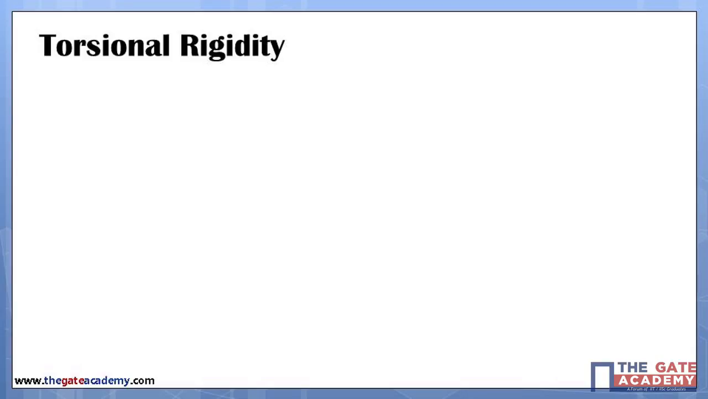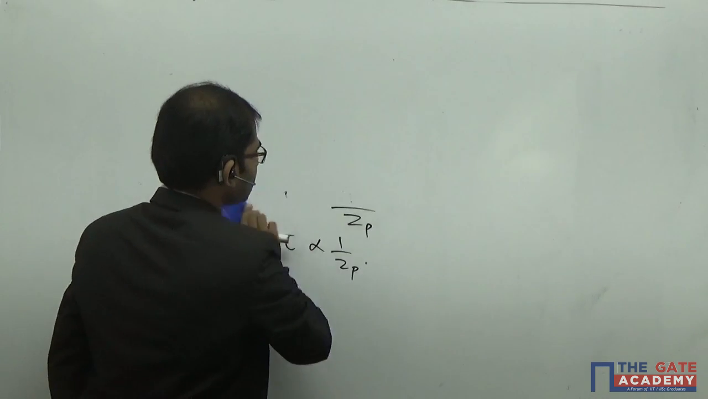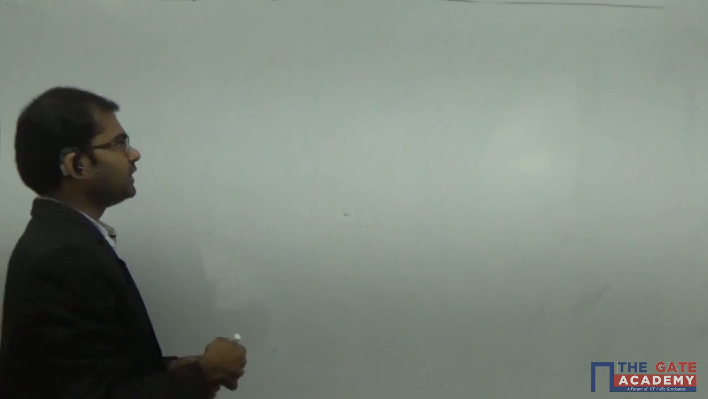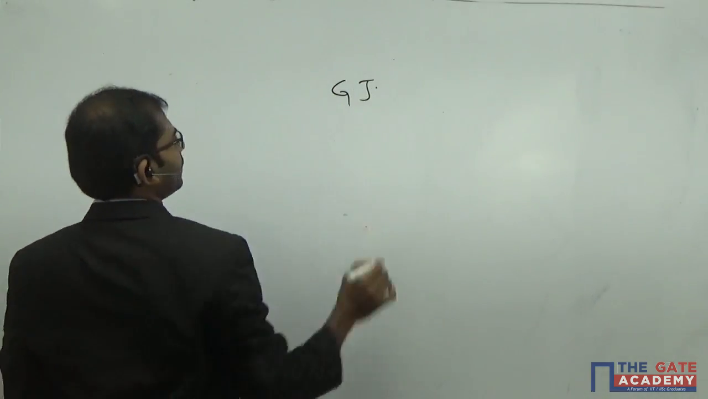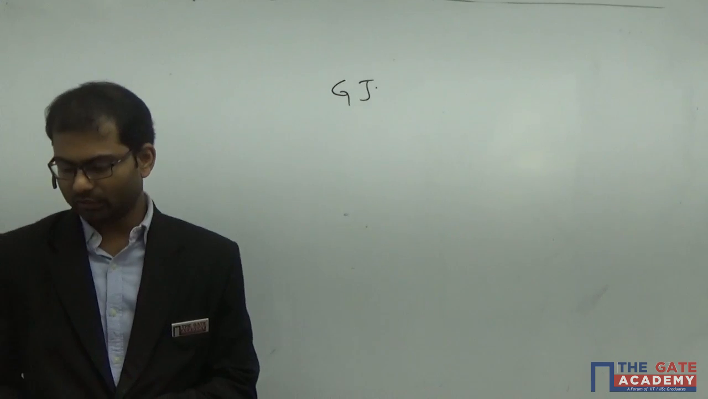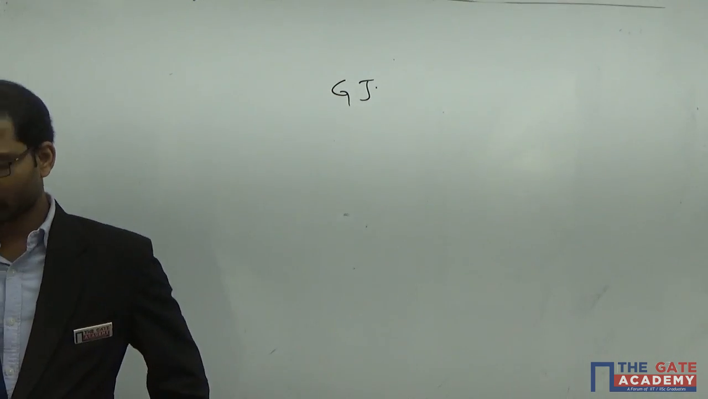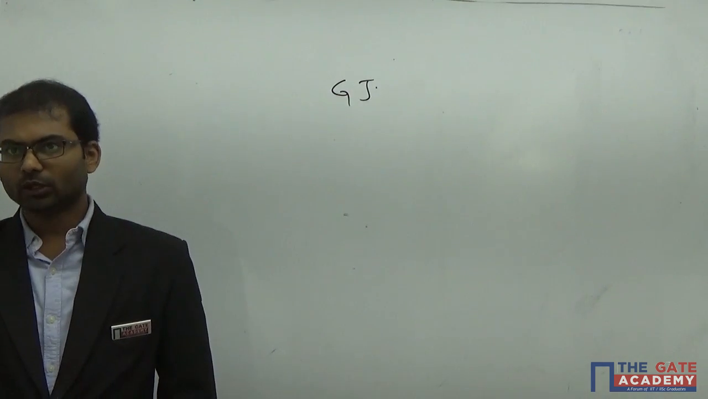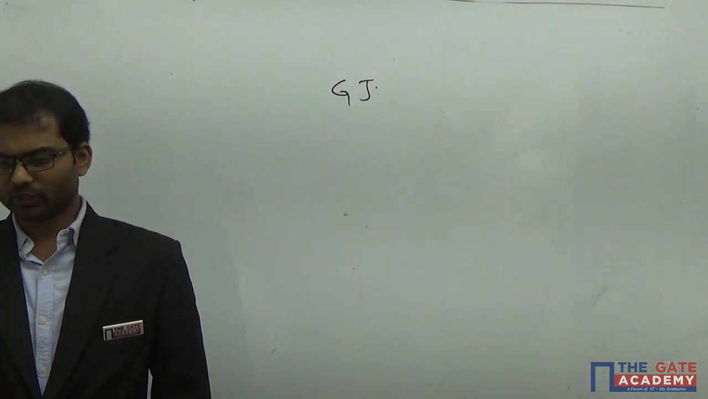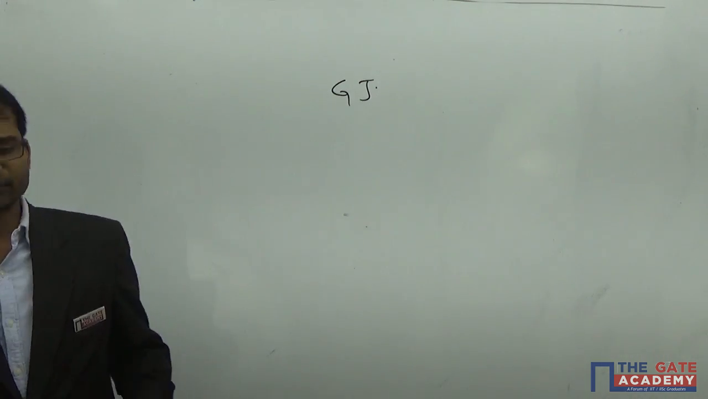Understood? So next one, torsional rigidity. It is simply the product of G and J. Torsional rigidity is given by the product of G into J, rigidity modulus into J here. Torsional rigidity. Please copy this one. Torsional rigidity, G into J. Okay. So next one, torsional stiffness.